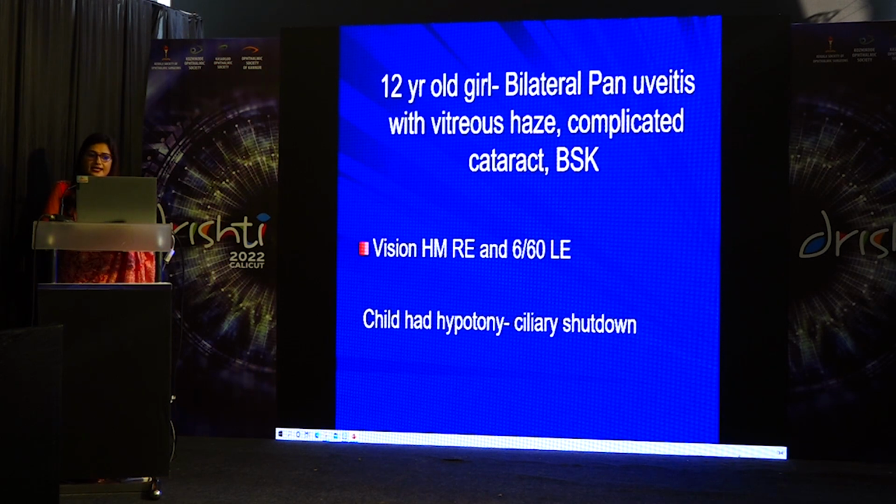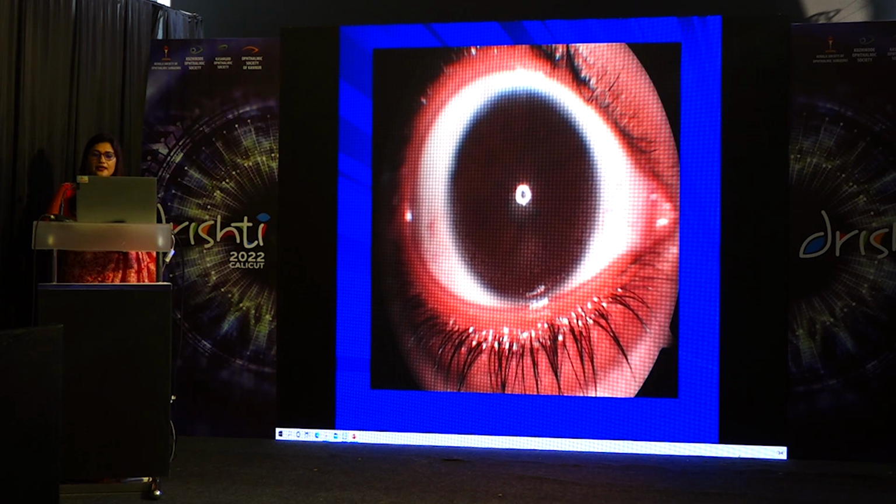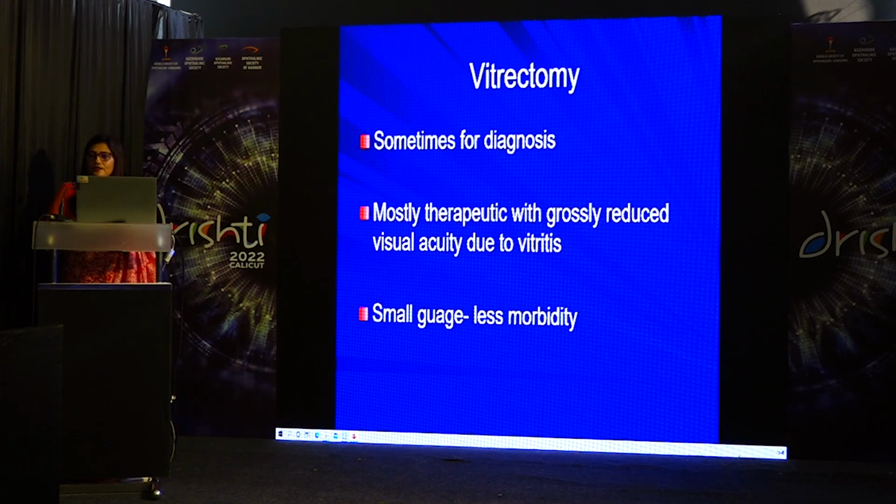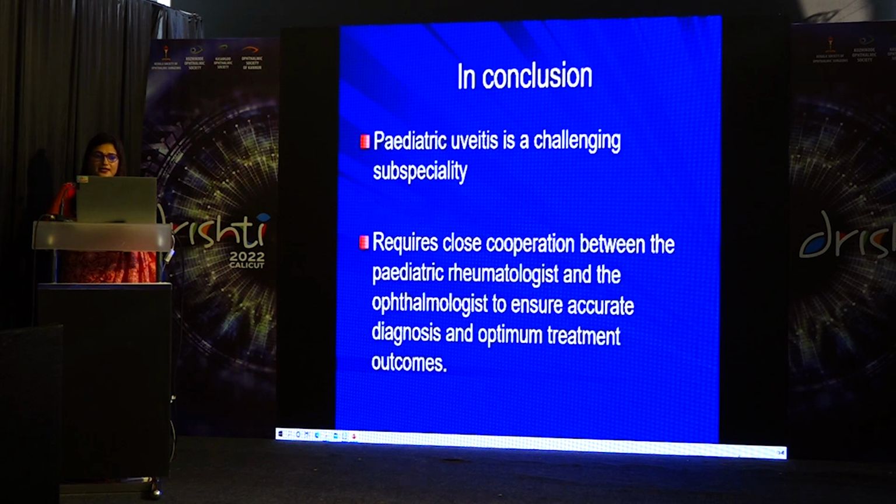I will stop with this last case, a 12-year-old girl, bilateral pan-uveitis with vitreous haze, complicated cataract and band-shaped keratopathy. Vision was only hand movements when she presented to us with ciliary shutdown and hypotony. And she had to undergo cataract surgery with vitrectomy and oil. She now maintains 6/12 in both eyes, but we cannot remove the oil because she's at risk of detachment and hypotony. So sometimes you do have to go in for vitrectomy, sometimes for diagnosis, but mostly therapeutic when you have grossly reduced visual acuity due to vitritis. And with small gauge vitrectomy, we now have less morbidity in these children.